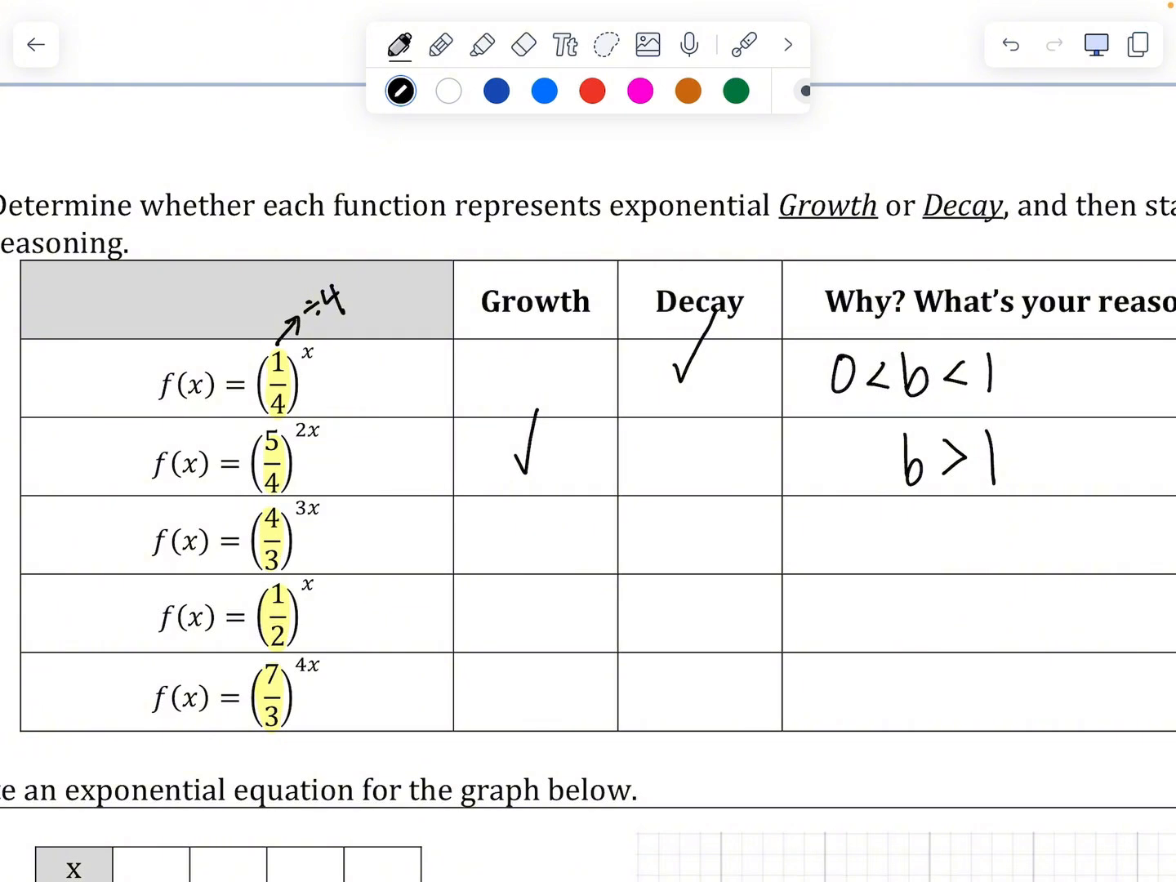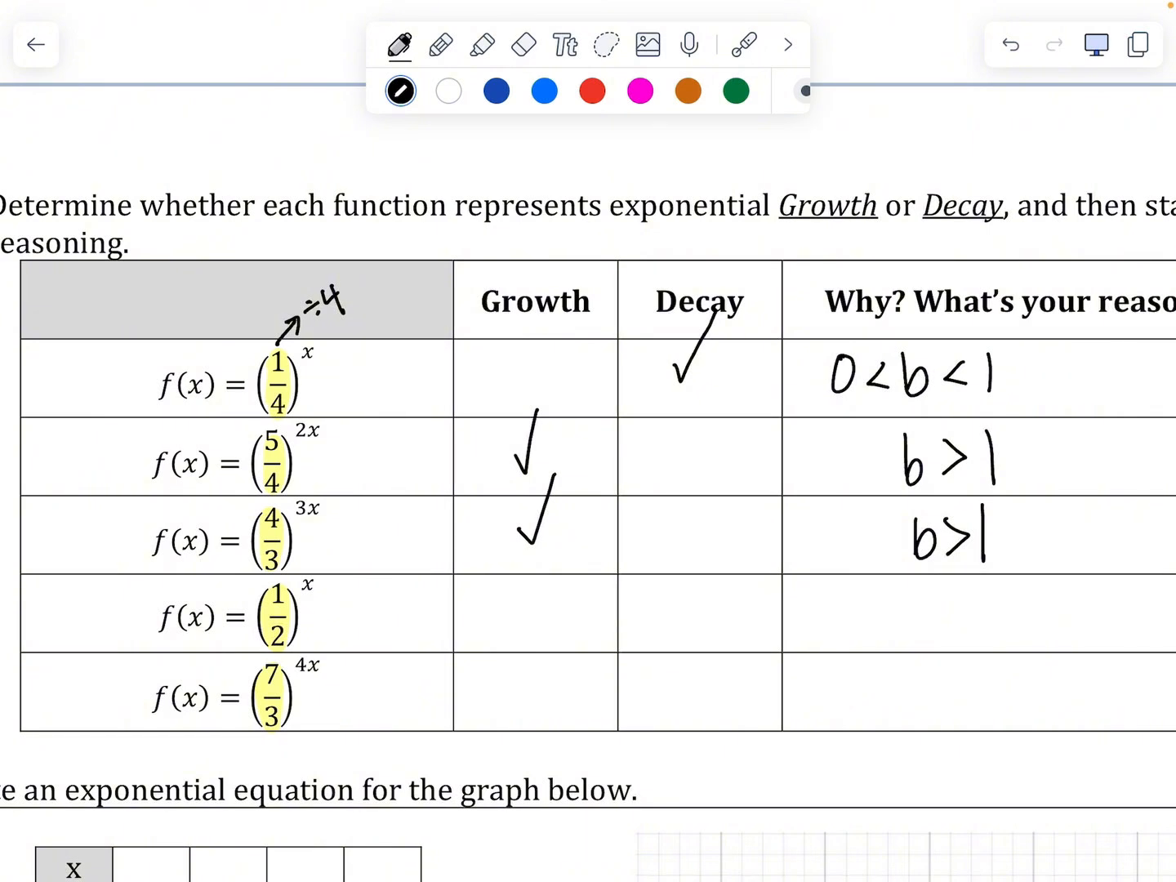You're growing. Another way to do this, 5 is bigger than the denominator, right? Whenever a number in the numerator is bigger than the denominator, that means you are growing, okay? So therefore, 4 over 3, is that growth or is that decay? 4 over 3. The numerator, you're more than one whole, right? 3 over 3 would represent one whole, but that's 4 over 3. So this is growth. B is greater than 1.